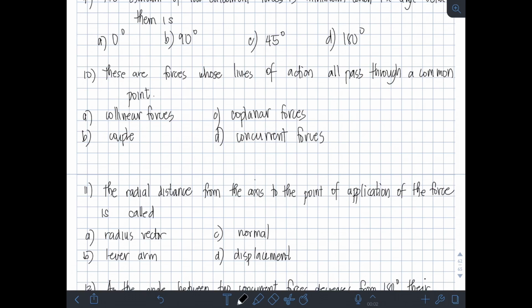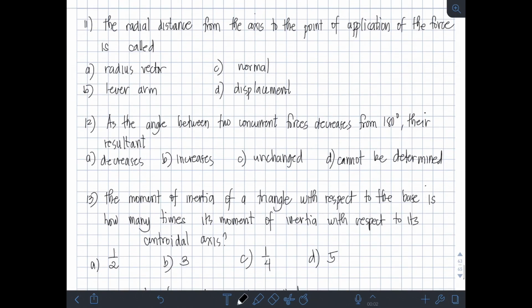Concurrent forces. 11. The radial distance from the axis to the point of application of the force is called A. Radius vector, B. Lever arm, C. Normal, D. Displacement. The answer is letter B. Lever arm. 12. As the angle between the two concurrent forces decreases from 180 degrees, the resultant A. decreases, B. increases, C. unchanged, D. cannot be determined. The correct answer is letter B, increases.